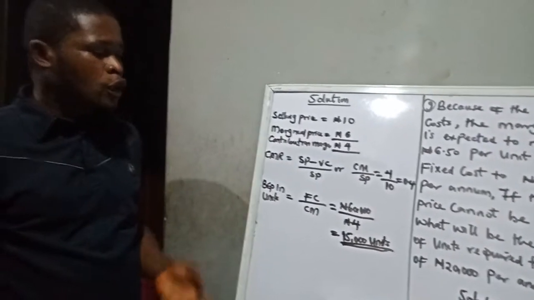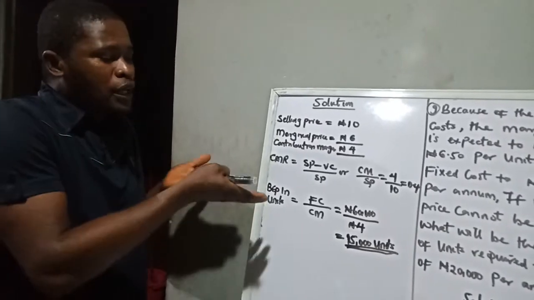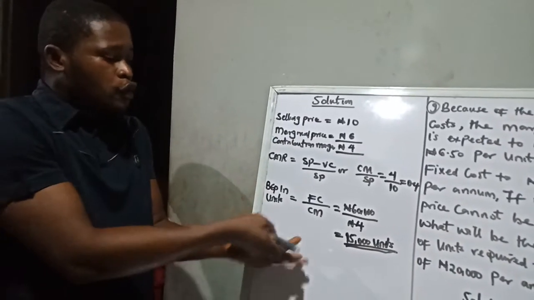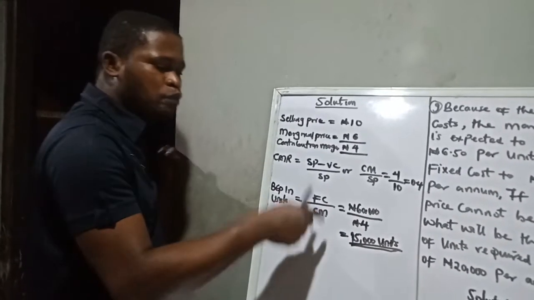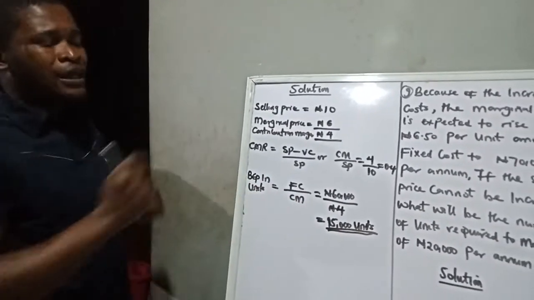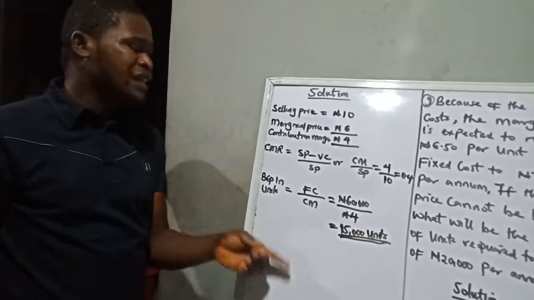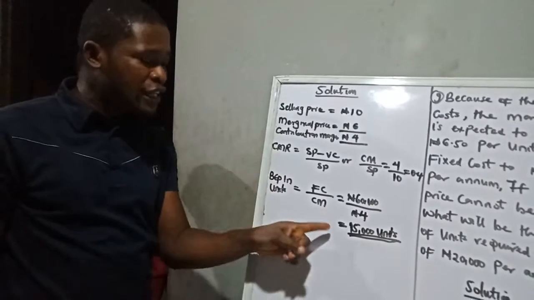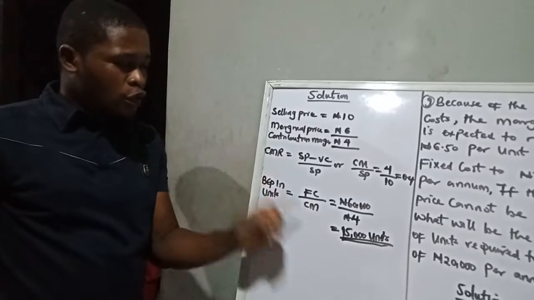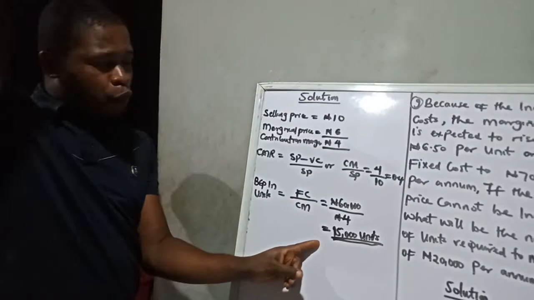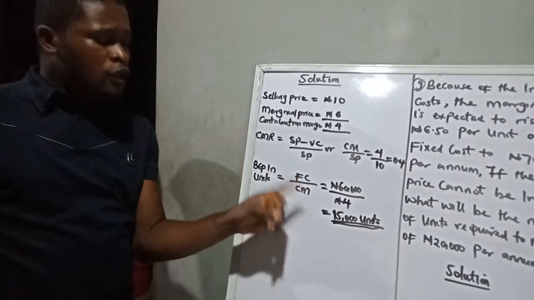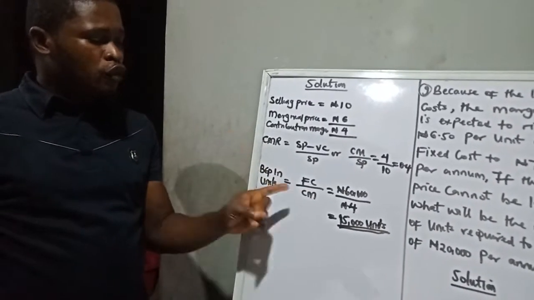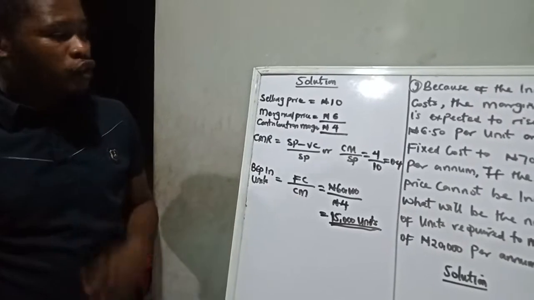Do you get it now? What this simply means is that before the company can break even, it must be at 15,000 units. So anything below 15,000 means they will run at a loss. Even if it is 14,999 or 998, it will be at a loss. So from 15,000 upward is when they will break even. So they need to produce 15,000 units for them to break even. So we've answered A.